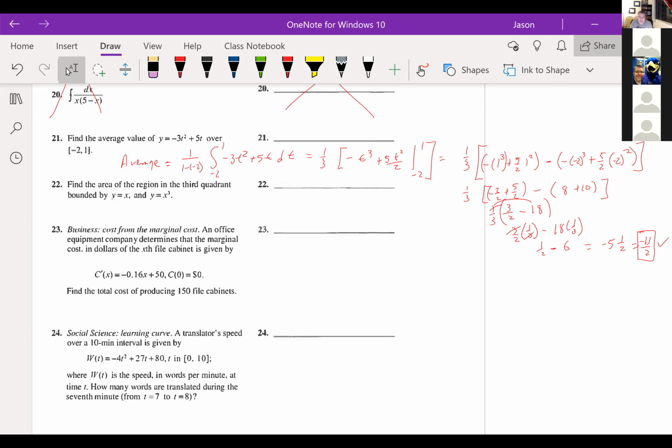Where'd my pen go? There it is. So why is it giving you this? So that when you integrate this thing, negative 0.16x plus 50, right? You're going to get negative 0.08x squared plus 50x plus c, and they're going to say, well, this is going to be C of x, which is the total cost function, from 0 to 150. This is total cost.